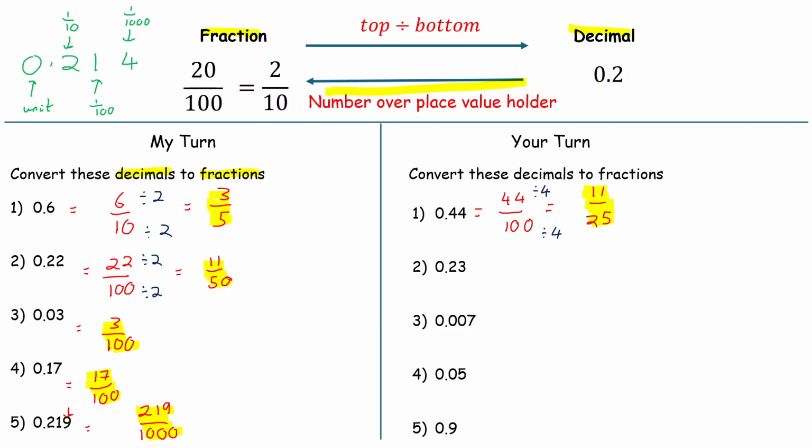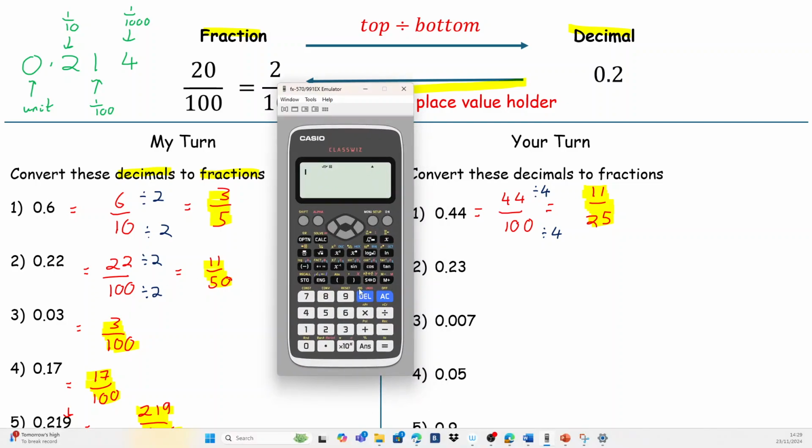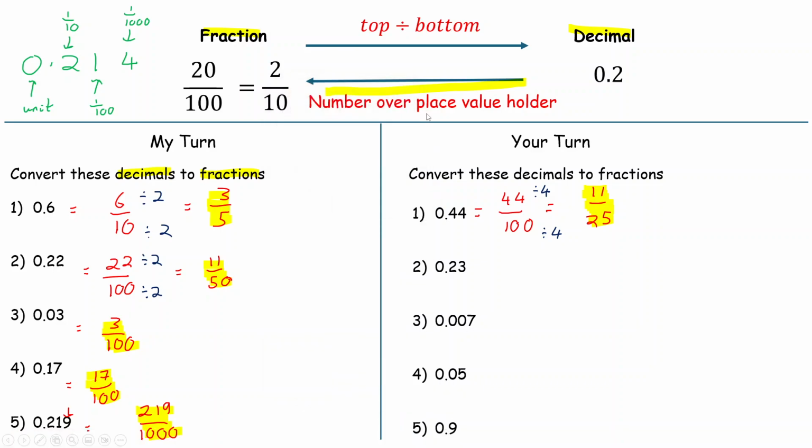Okay, and we can always check, right? Because if we type in our calculator 11 divided by 25, so 11 over 25, and press equals to get it into a decimal, you should get 0.44, so correct. Okay, so all good.